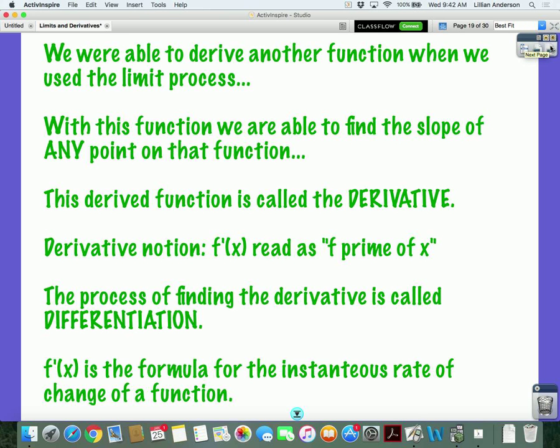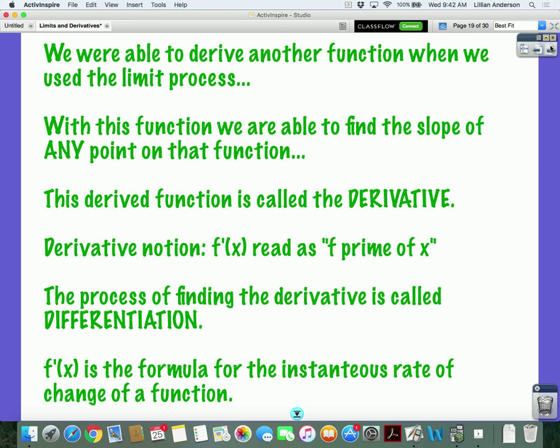So we're able to derive another function using the limit process. With this function, we're able to find the slope at any point on that function, okay? That's what we did. Now, this derived function is called the derivative. This function is called the derivative. Now, the notation to represent derivative is usually f prime of x. It's an apostrophe. It's not a 1. It's like an apostrophe, okay? But it's read f prime of x. The process of finding the derivative is called differentiation.